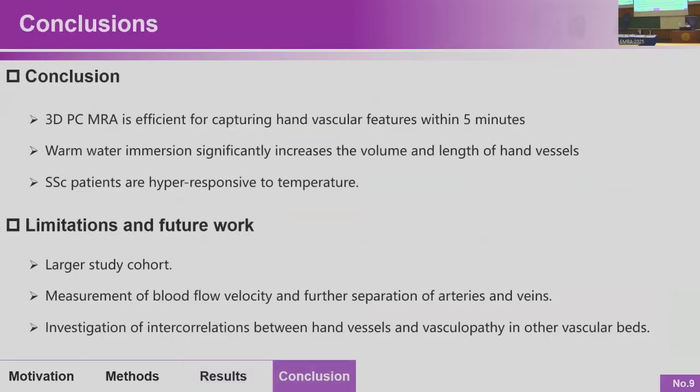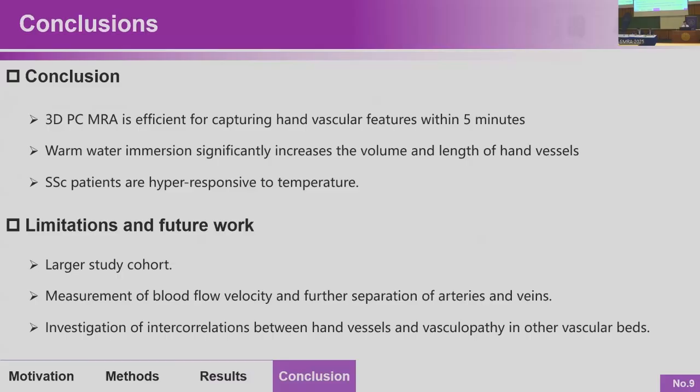First of all, the three-dimensional PCMRA is efficient for capturing hand vascular features within 5 minutes. A warm water immersion significantly increased the volume and length of hand vessels. Also, the systemic sclerosis patients are hyper-responsive to temperature. And there still exist some limitations concerning the relatively small study sample and simplified post-processing.